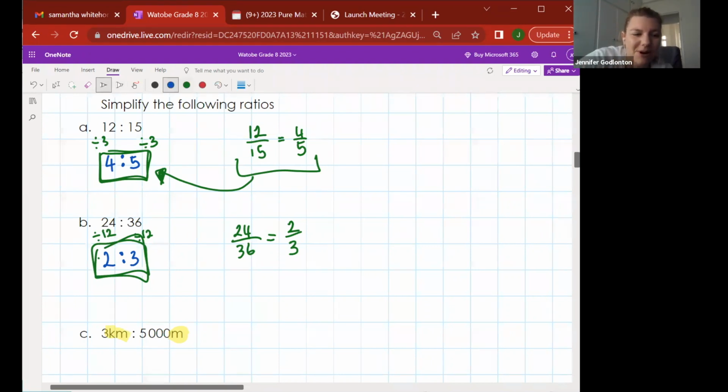Okay, so this first problem here is that they are in different units. The one is in kilometers and the one is in meters. So our first step is we need to make them the same units. Okay, so in this case, it would be easier to make them both meters. So start by first step making them both meters, and then we can simplify it as a normal ratio.